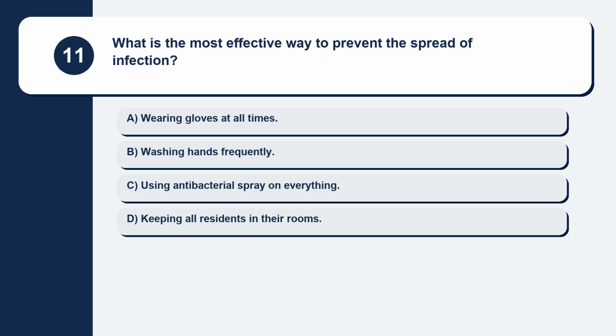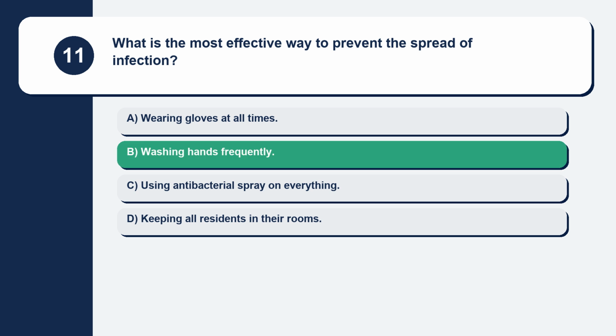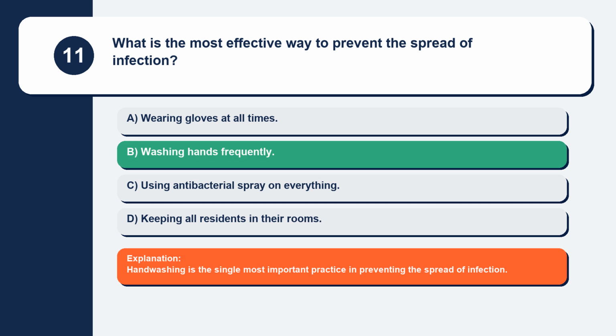Question 11. What is the most effective way to prevent the spread of infection? Wearing gloves at all times, washing hands frequently, using antibacterial spray on everything, keeping all residents in their rooms. Hand washing is the single most important practice in preventing the spread of infection.